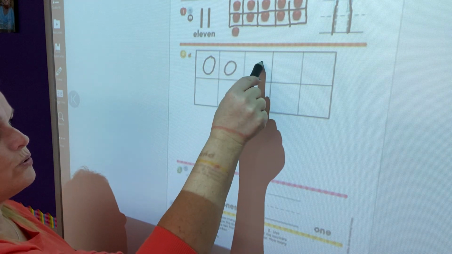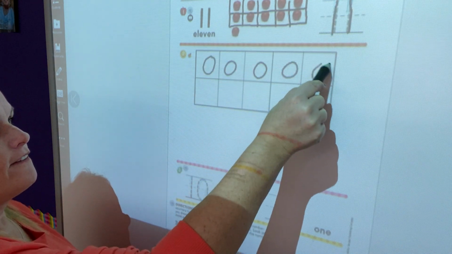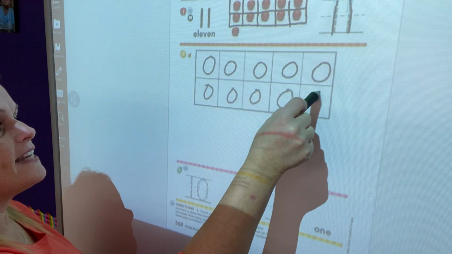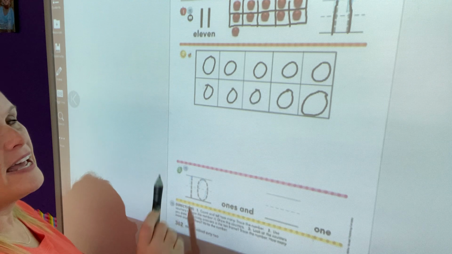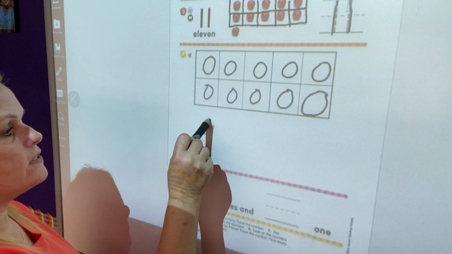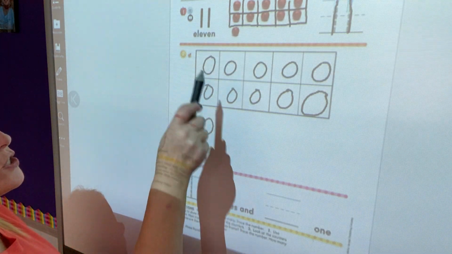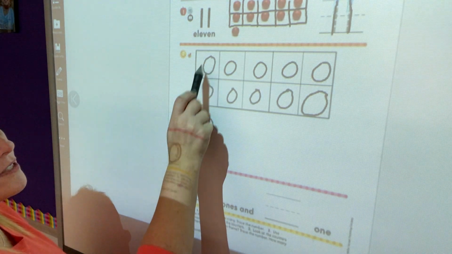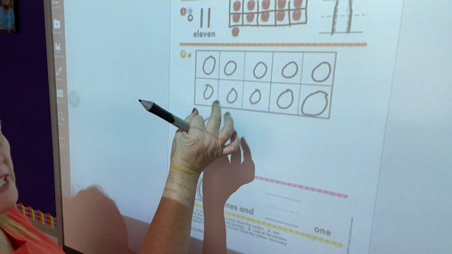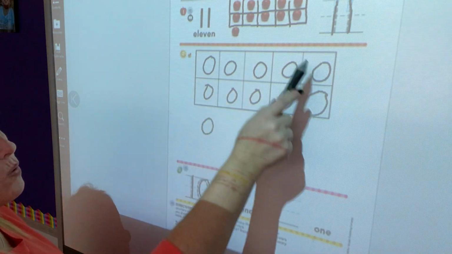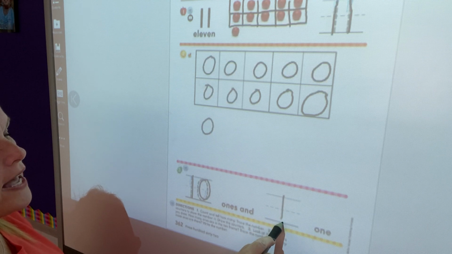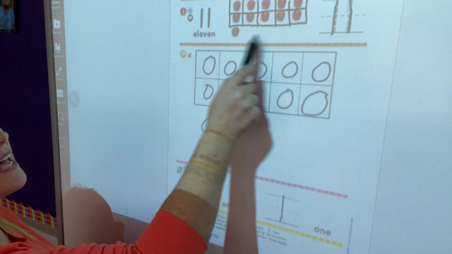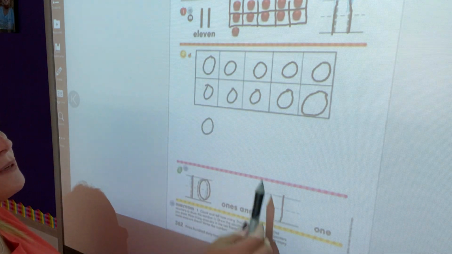1, 2, 3, 4, 5, 6, 7, 8, 9, 10. I need one more to make 11. So down here, I'm going to draw one more. So 11 is a set of 10, but they're 10 ones. They're just all grouped together as a set of 10. So 10 ones and 1, 1 make the 11. So one set of 10 and 1, 1 makes the number 11.